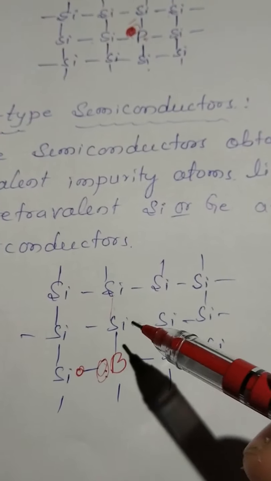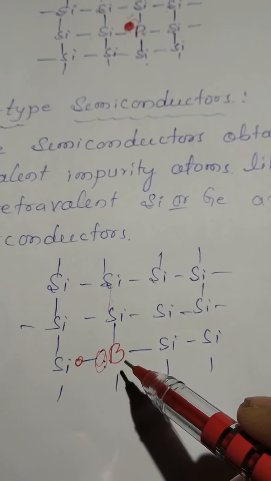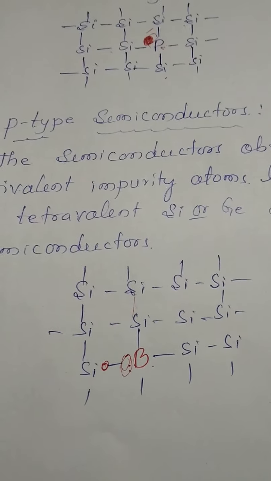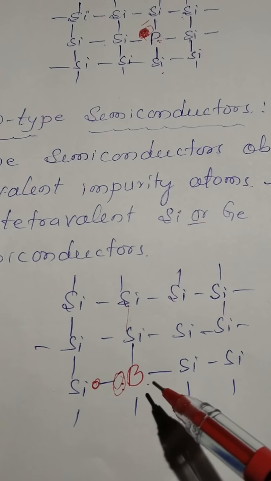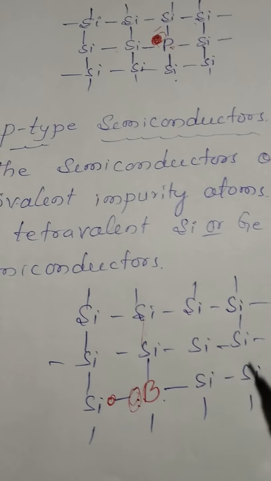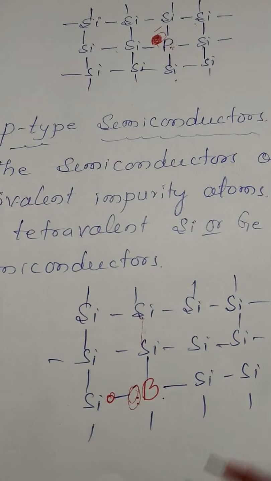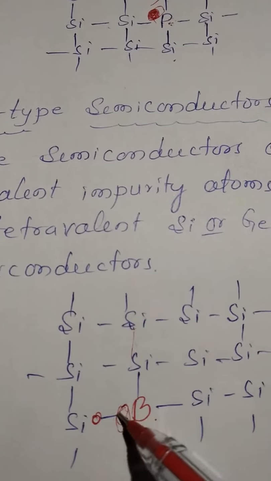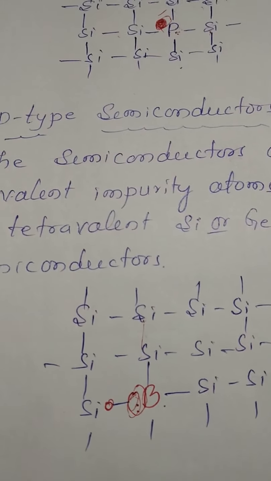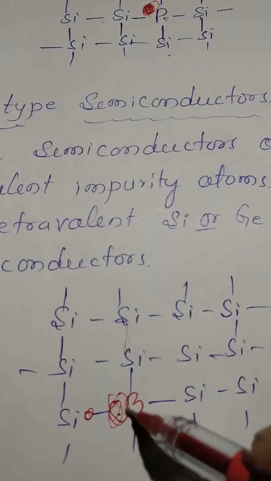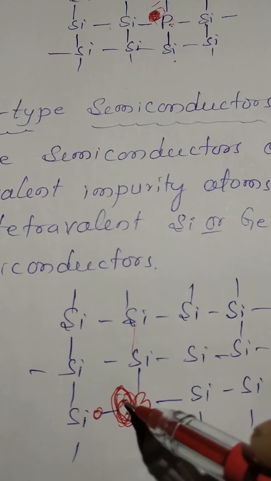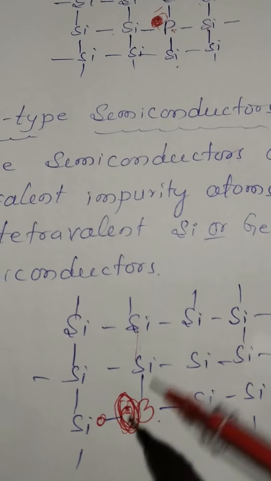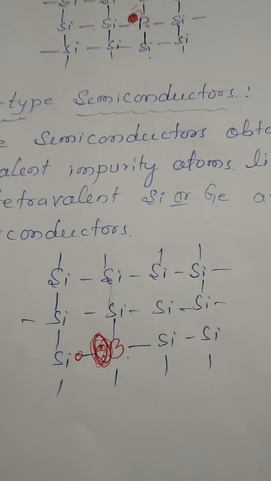Just see here, this is a pure silicon crystal. This silicon is doped with the group 13 element, that is boron. Boron has 3 valence electrons. So 3 valence electrons form 3 bonds with 3 silicon atoms, and one electron vacancy is created. This is called a hole. This is called p-type semiconductors.